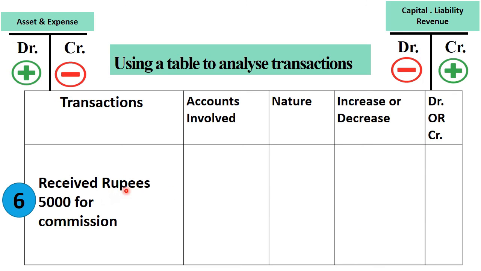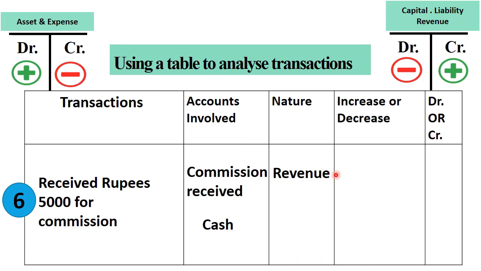Next transaction, received rupees 5,000 for commission. So first find out what are the two accounts involved. One is commission received, second is cash. Now coming to the nature of commission received, it is our revenue, and we say our revenue is increasing, and you can see here if there is increase in revenue it is credited. Now coming to cash, you all know that cash is an asset. Since we are receiving commission, our cash or asset is increasing, and you can see the rule here, increase in asset is debited.